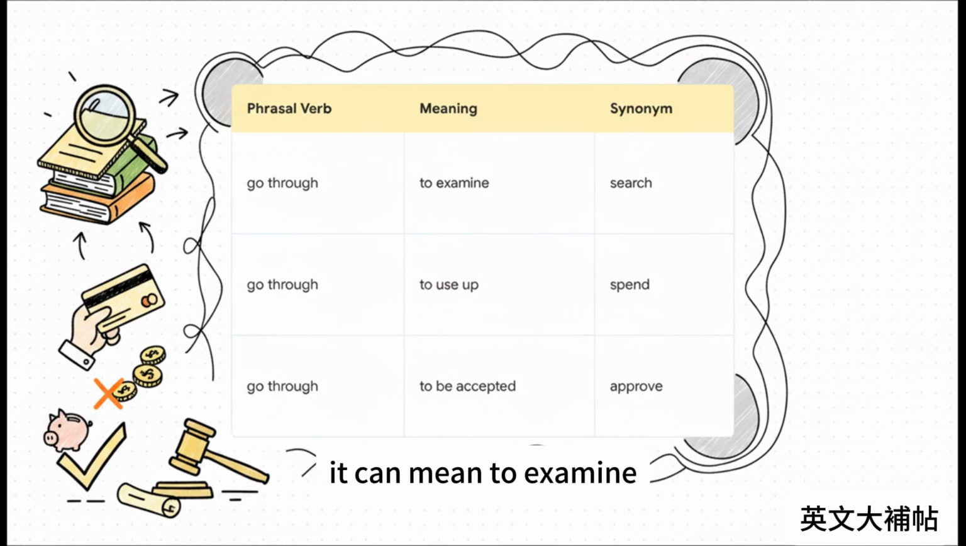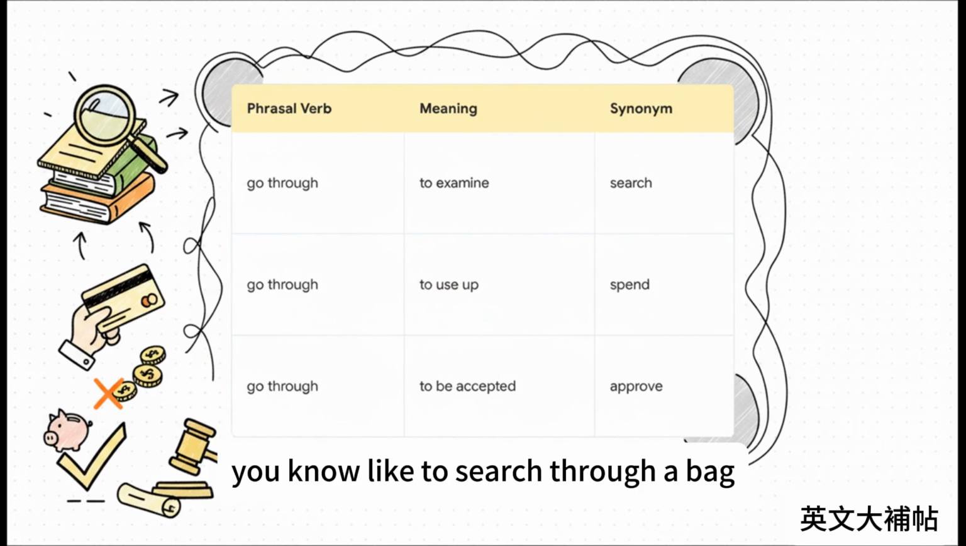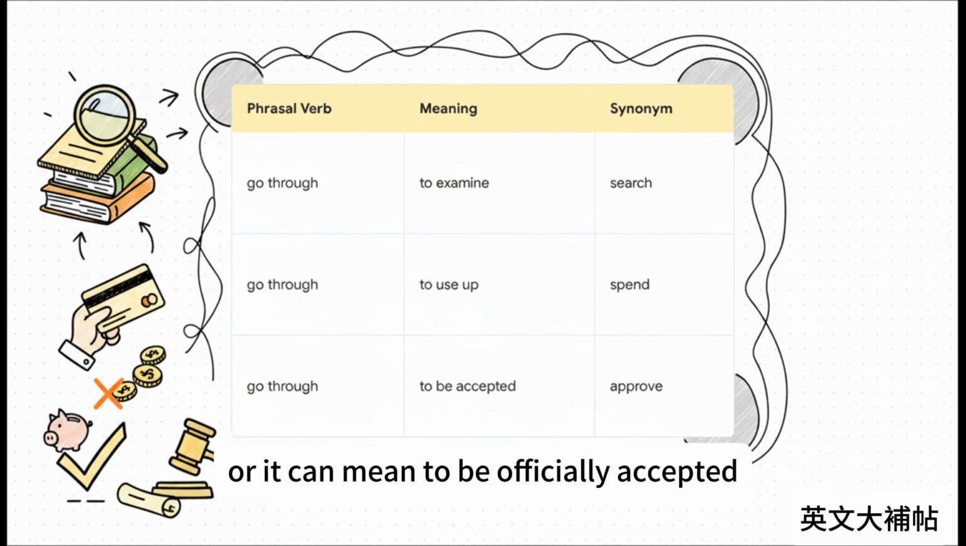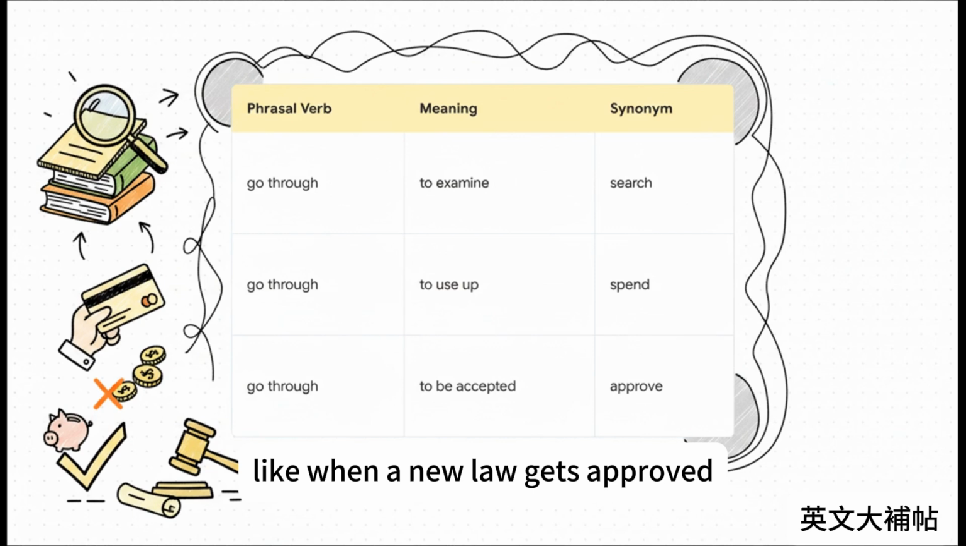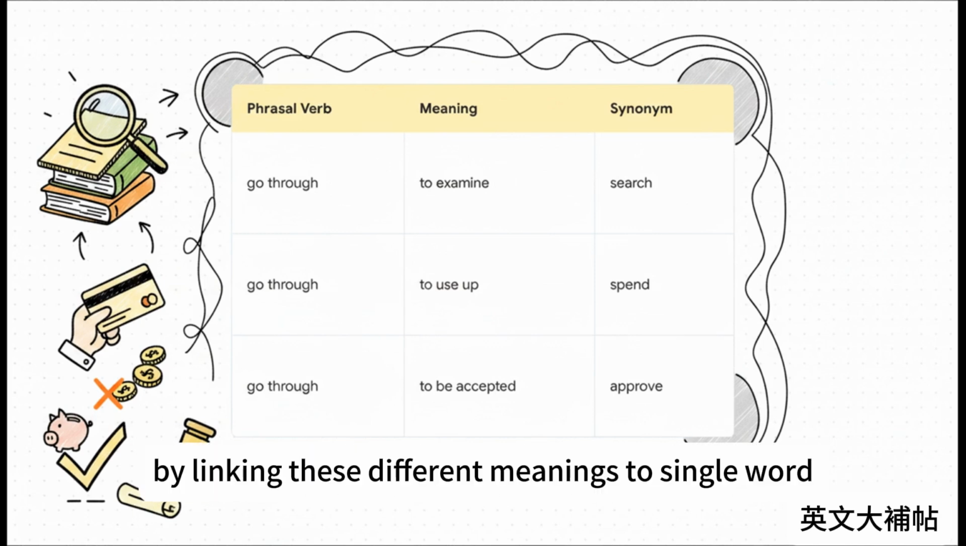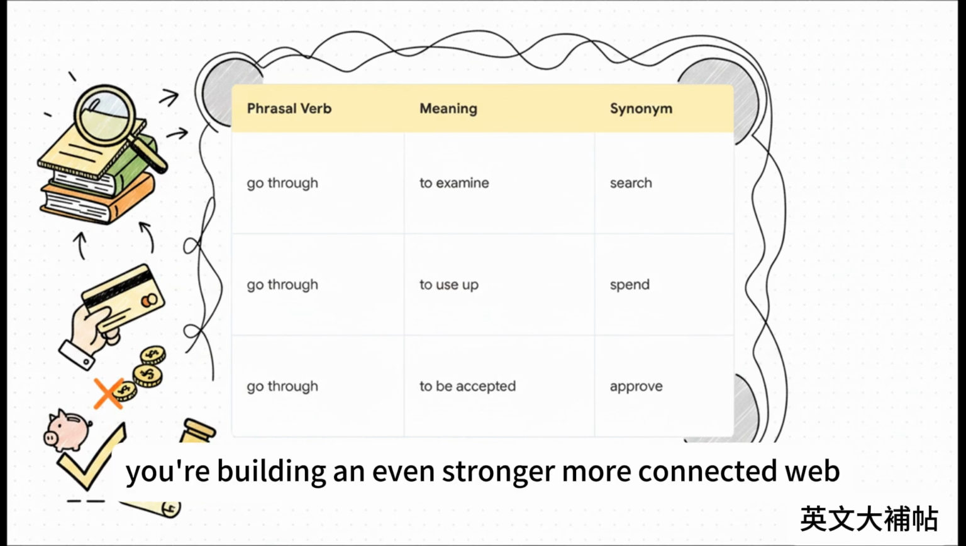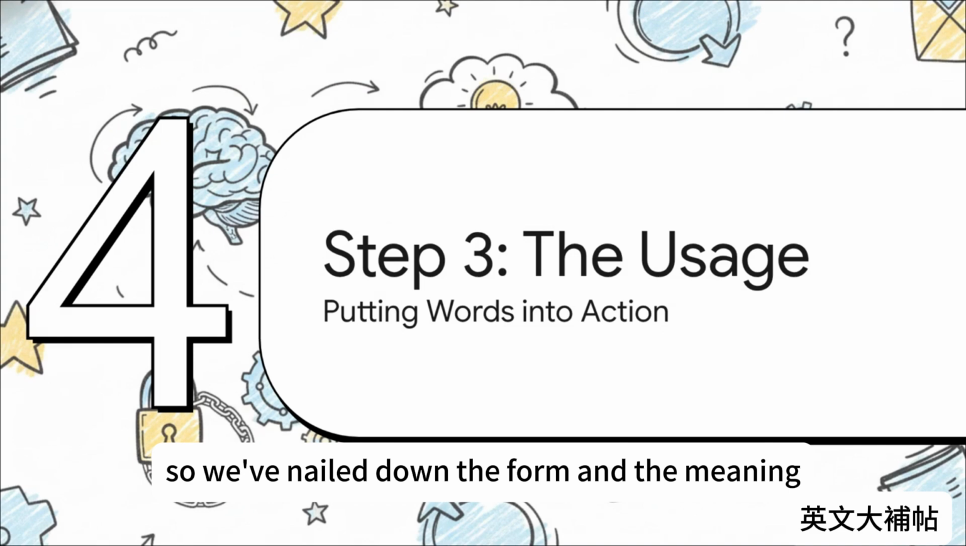It can mean to examine, like to search through a bag. It can also mean to use up, like to spend all your money. Or it can mean to be officially accepted, like when a new law gets approved. By linking these different meanings to single-word synonyms like search, spend, and approve, you're building an even stronger, more connected web. So we've nailed down the form and the meaning.